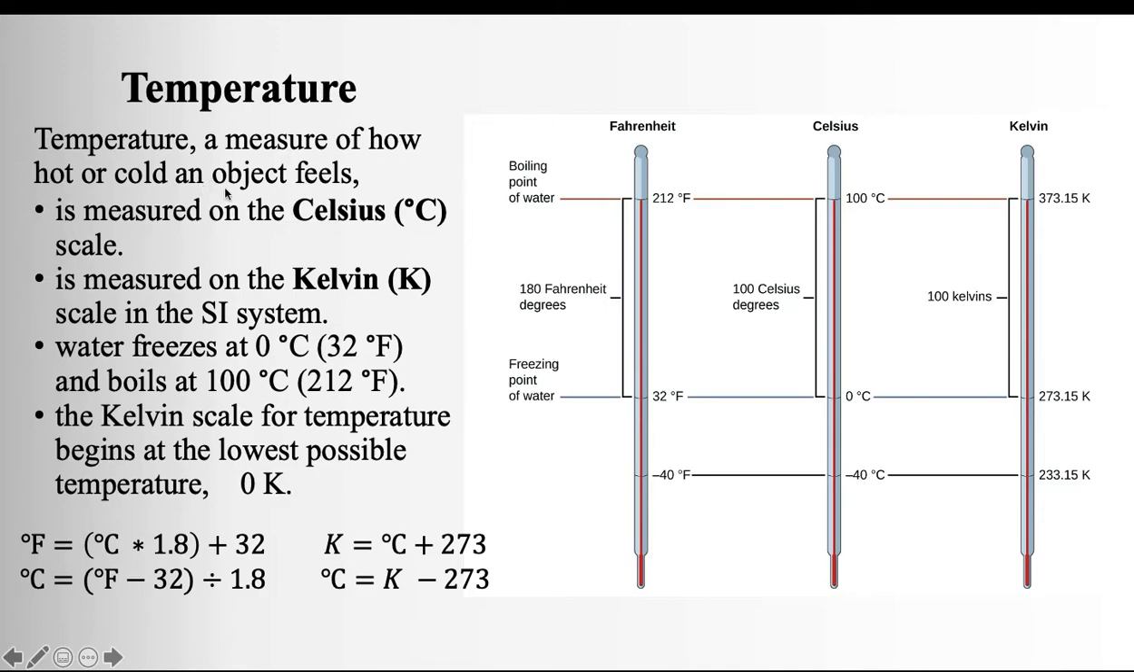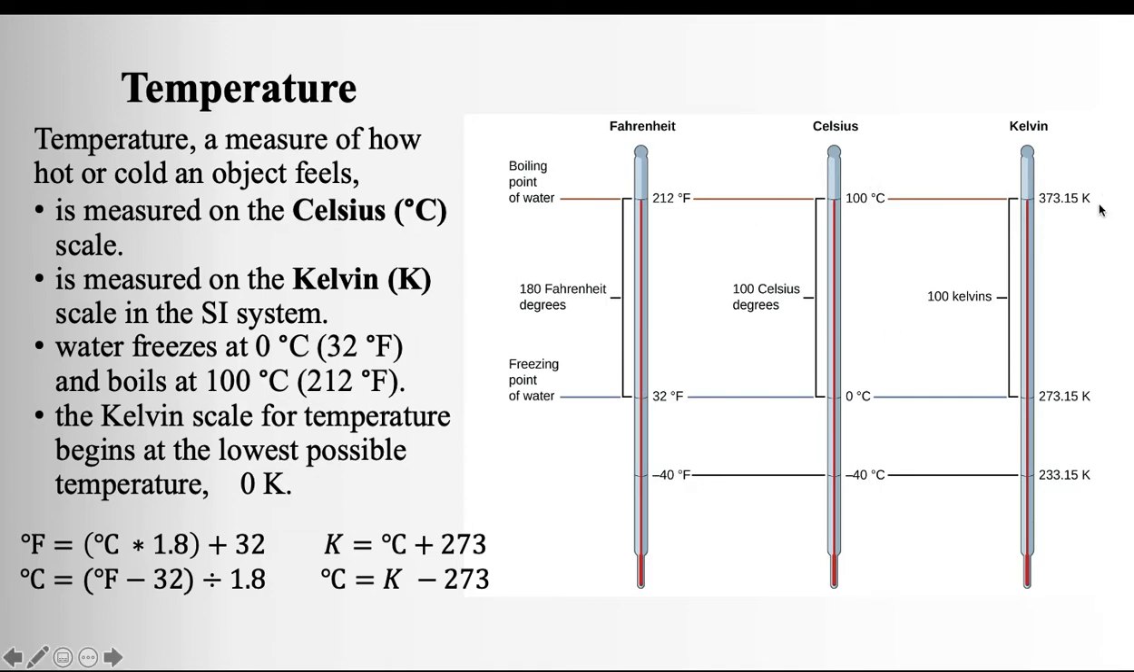Temperature is a measure of how hot or cold an object feels. When we touch something, we know it's hot or cold because of its temperature. If it's hot, our hands will tell us that it's hotter, so its temperature is higher than the temperature of our hand. Or if it's cold, our hand temperature is larger than that particular object that we're touching.